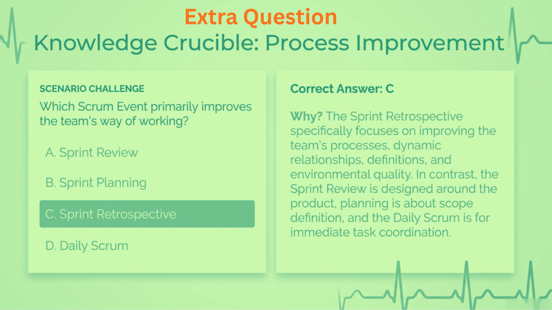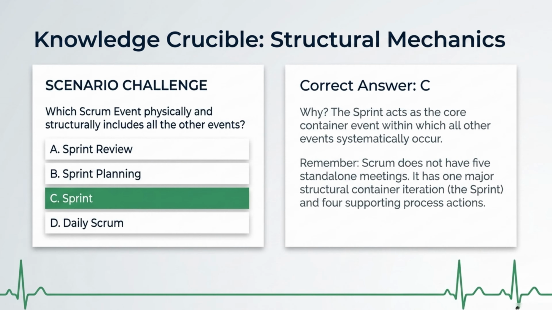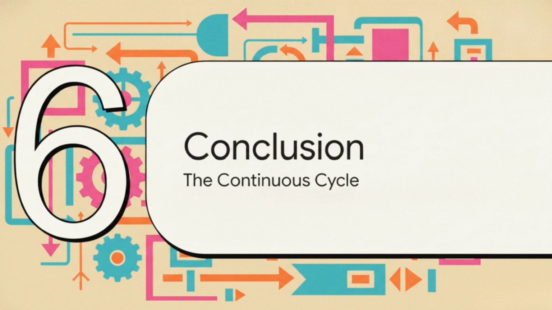Why? Because the sprint acts as the core container event within which all the other events systematically occur. Remember our golden rule here. Scrum does not have 5 standalone meetings. It has one major structural container iteration, the sprint, and 4 supporting process actions nested safely inside of it. Finally, our conclusion, the continuous cycle.